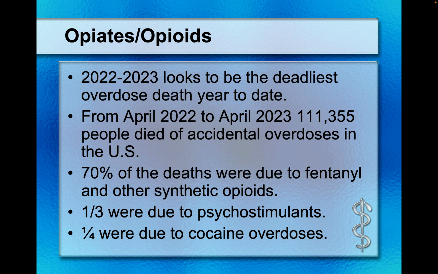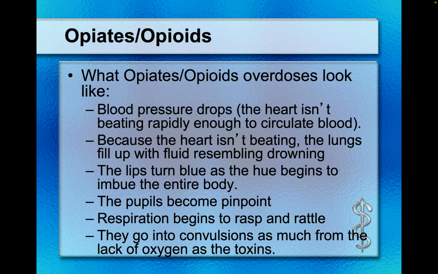70% of the deaths were due to fentanyl and other synthetic opioids. 1/3 were due to psychostimulants. 1/4 were due to cocaine overdoses. What opioid overdoses look like: blood pressure drops, the heart isn't beating rapidly enough to circulate blood. Because the heart isn't beating, the lungs fill up with fluid resembling drowning. The lips turn blue as the hue begins to imbue the entire body. The pupils become pinpoint. Respiration begins to rasp and rattle.